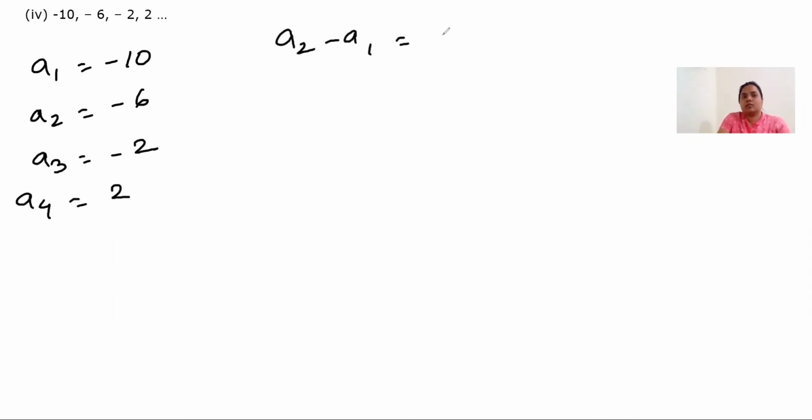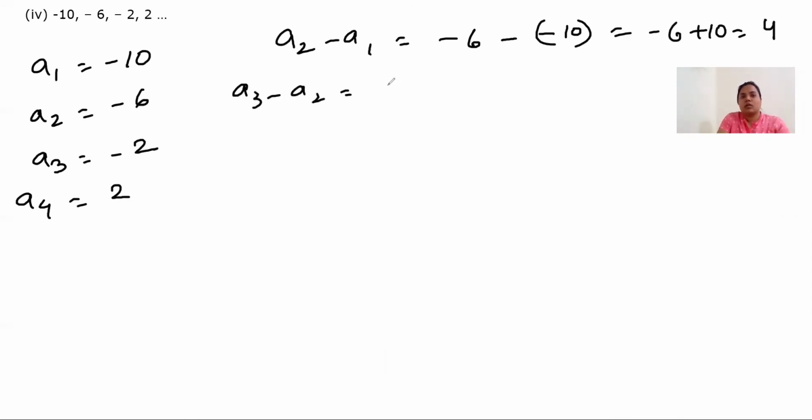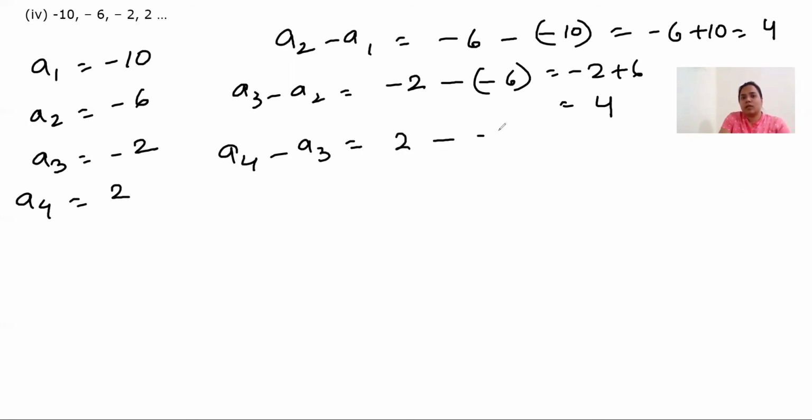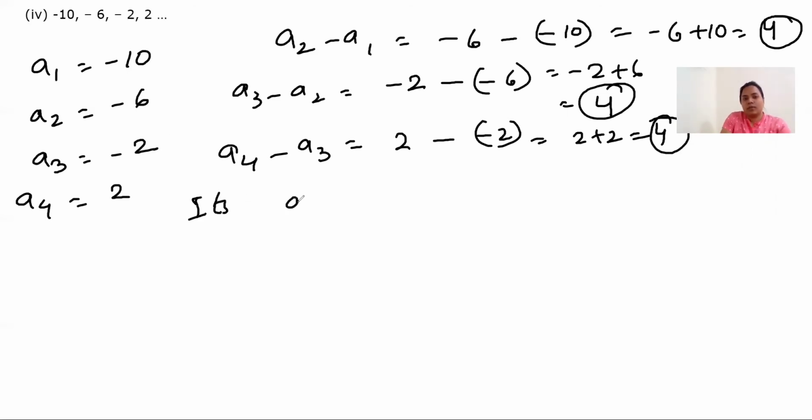A2 minus A1 is equal to minus 6 minus minus 10. This is minus 6 plus 10, that is 4. A3 minus A2 is minus 2 minus minus 6. Minus 2 plus 6, that is 4. A4 minus A3 is 2 minus minus 2. This is 2 plus 2, that is 4. Again, we have got the same difference. So it's an AP. If it is an AP, we will write D, that is equal to 4.